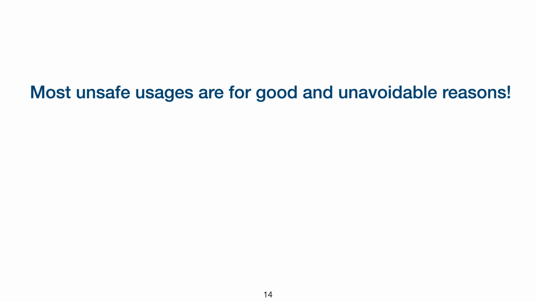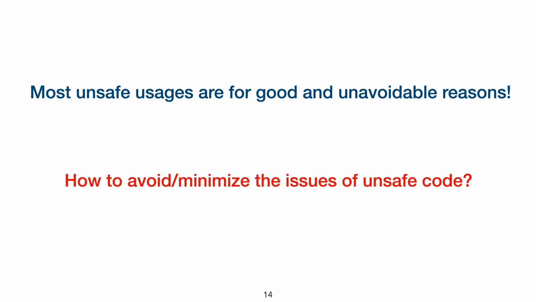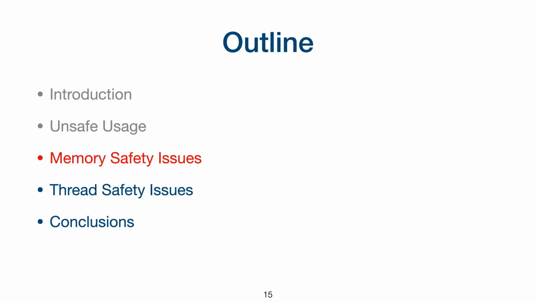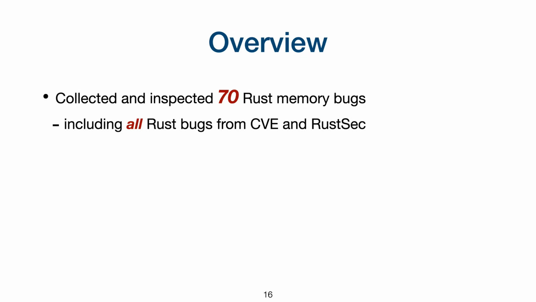Now, the question is, if unsafe code is unavoidable, how can we avoid or minimize the issues of unsafe code? To answer this question, we need to have a good understanding of real-world bugs. Let's look at our findings in memory safety issues. We collected and inspected 70 memory bugs, including all reported bugs from CVE and RustSec databases.